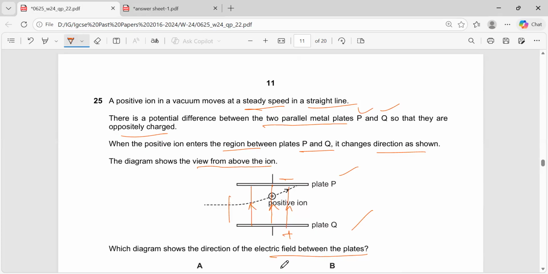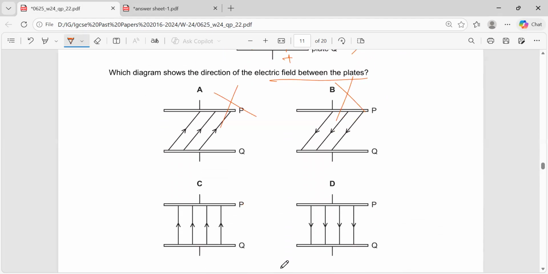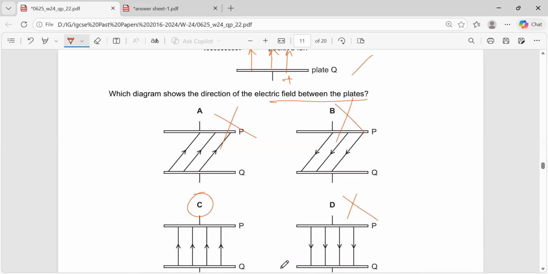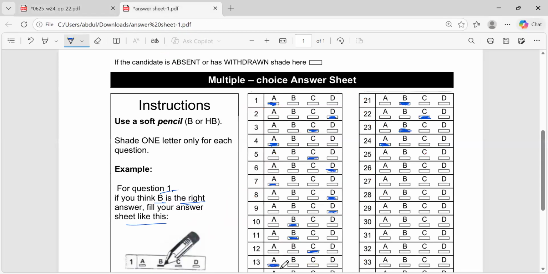So which option can be correct here? Let's see, my dear friends. Question 25: kick out A and B. Why? The lines have no chance. D is also wrong because it is showing from negative to positive. Correct answer is C. First of all locate the plates, and then electric field lines are always from positive towards negative. And magnetic field lines are always from north pole towards the south pole outside the magnet. So answer for 25, dear friends, is C.